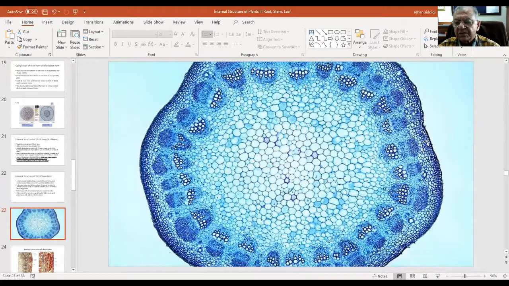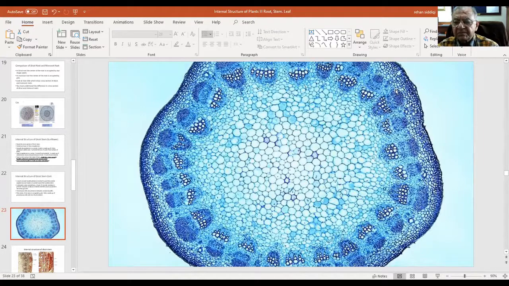In this case, cortex is made up of two tissues. Just beneath the epidermis is collenchyma, which has uneven thickening of pectic material, and next to this collenchyma are layers of parenchyma, and this cortex stores food material.